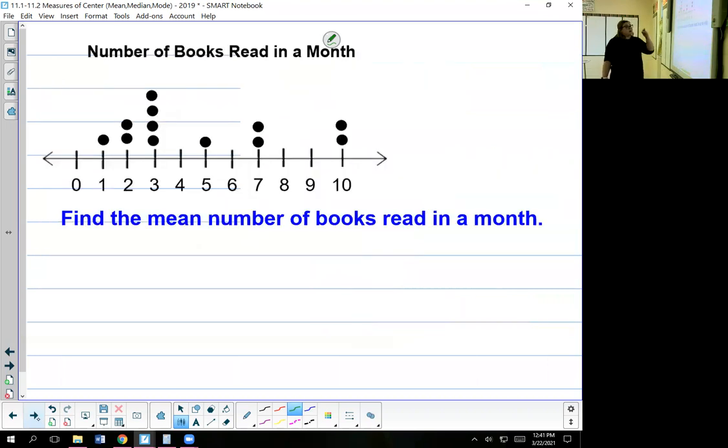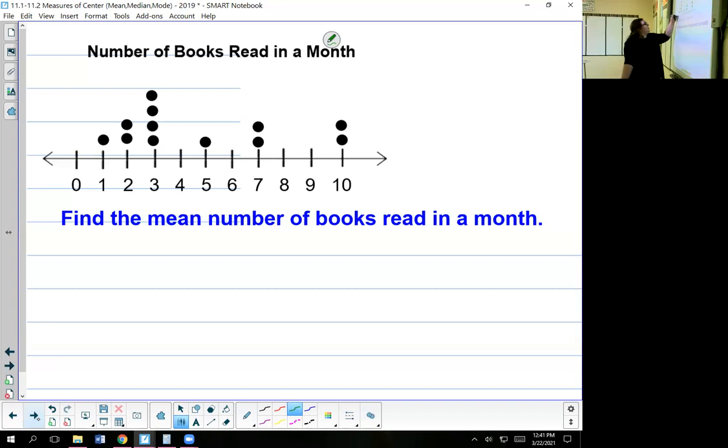Okay, now I'm going to go ahead and look at this one, which is a line plot. Okay, a lot of kids have a hard time reading these. Okay, what this means is that in this data, these are the number of books read in a month. So they must have asked a bunch of kids. Hence, that's a statistical question.